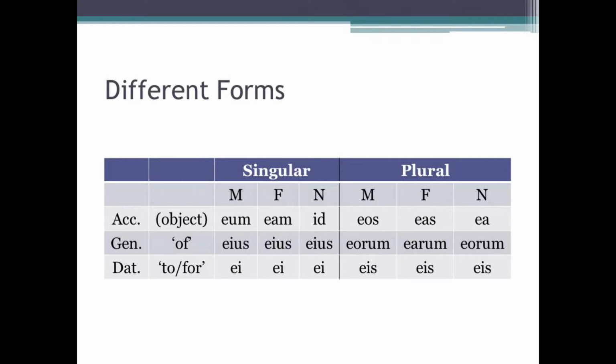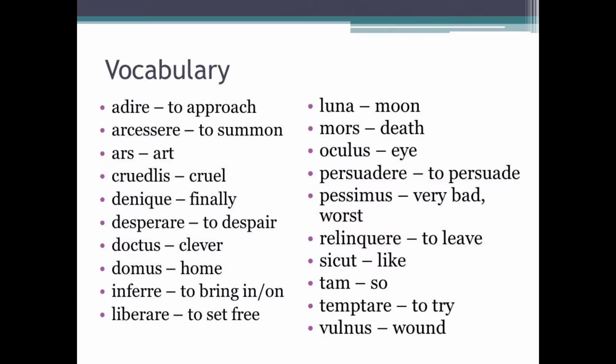So finally, before we move on to some vocab, here are the different forms of him, her, it, and them, i.e. the pronouns that we've looked at. Feel free to pause the video and have a quick look at these if you'd like to. Right, we've now covered all of the grammar in this stage, so now let's have a look at some new vocabulary.